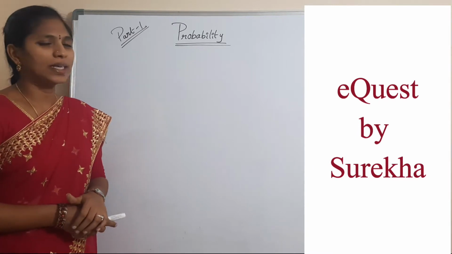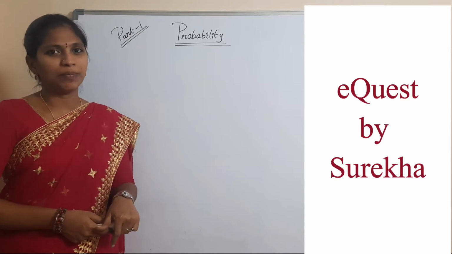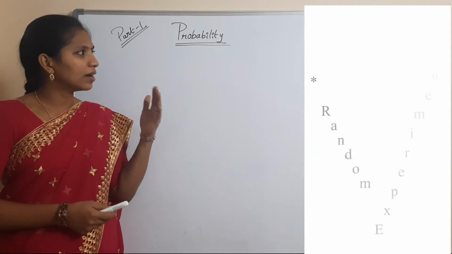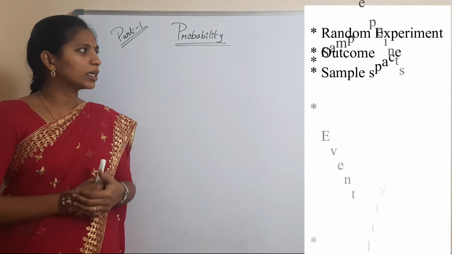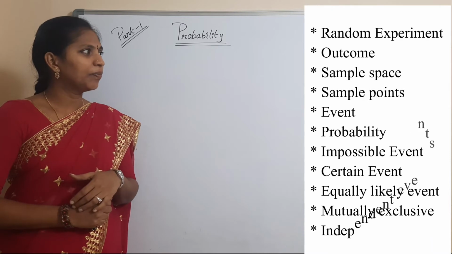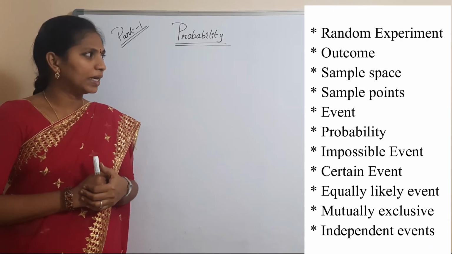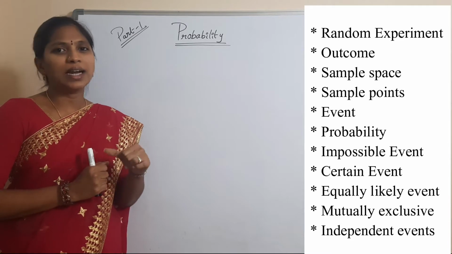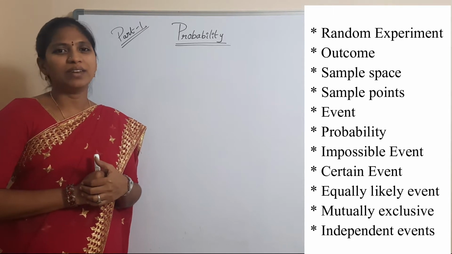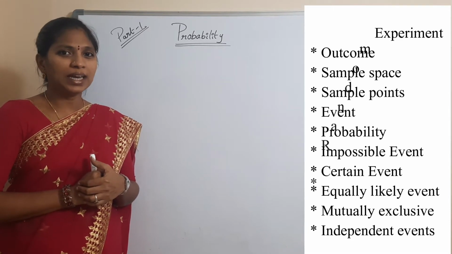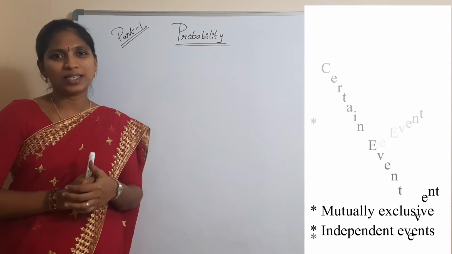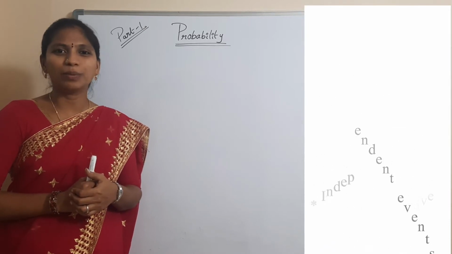In this video, I want to explain the introduction of probability and some terminology related to probability. For example, what is a random experiment and what is the outcome, sample space, sample point, event, probability, and what is the range of a probability, impossible event and certain event, mutually exclusive events, independent events, and equally likely events. Understanding the concept is very important. So it is better to understand all these things before going to actual questions in probability.